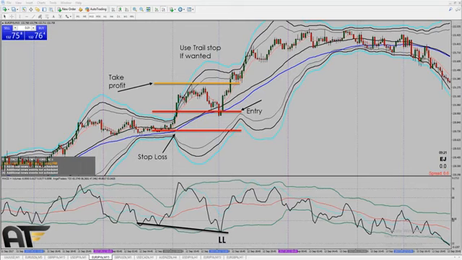Entry off the 50 MA. I'm going to put my stop loss at the previous low right here. And then I'm going to put my take profit at this wick right up here. Now as you can see, it came up quite a bit further. So if you wanted, you can use a trail stop and just ride the trade out.